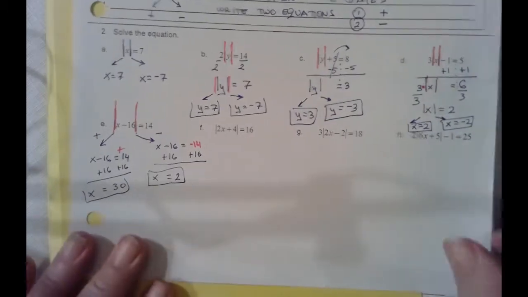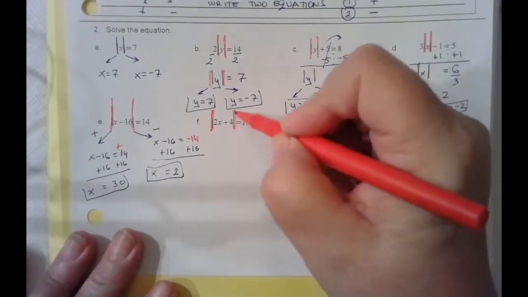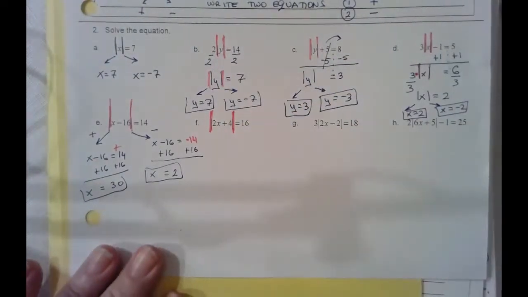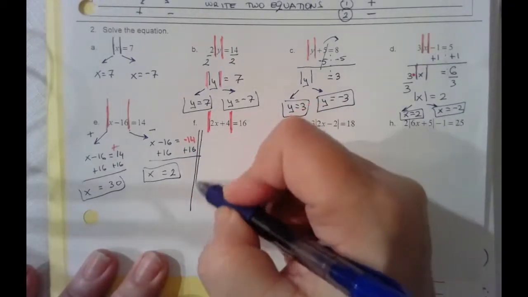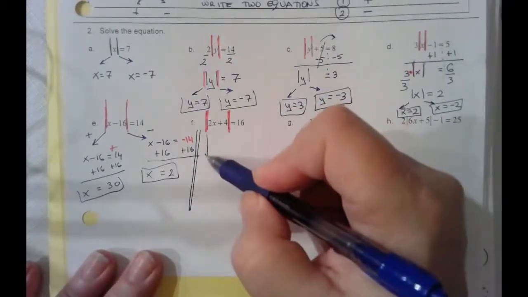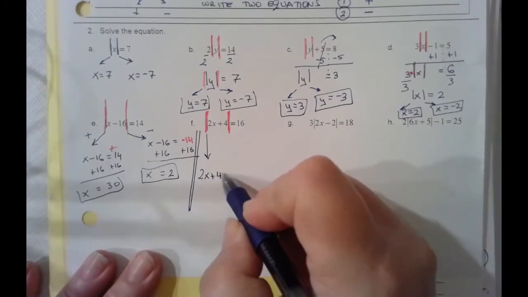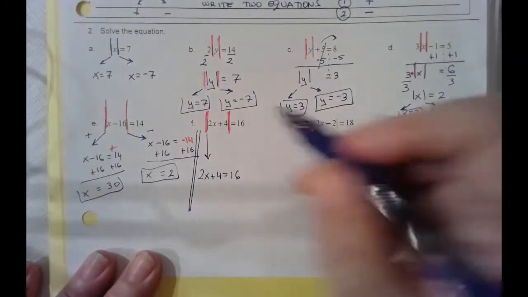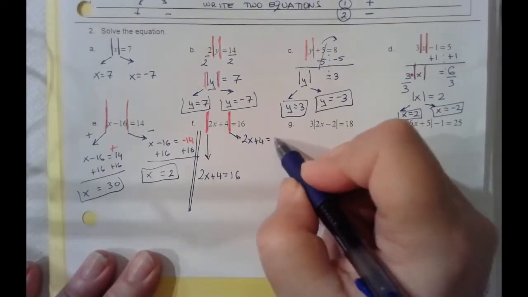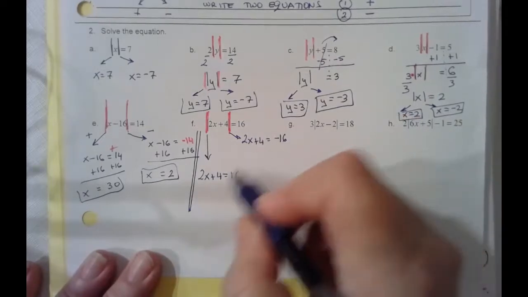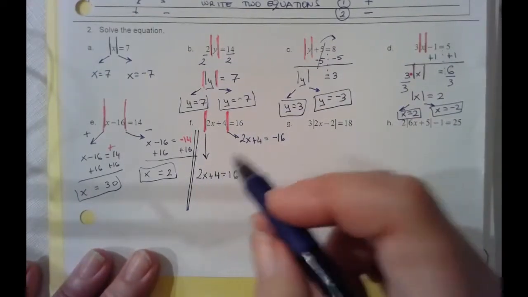Again, notice that my absolute value is already by itself. So if my absolute value is by itself, that means I can lower the gates on my castle. So the first one is going to be positive. So it's going to be 2x plus 4 equals positive 16. And the second one is going to be 2x plus 4 equals negative 16. So you have two separate equations. You have to write them as such, and we're going to solve each one.